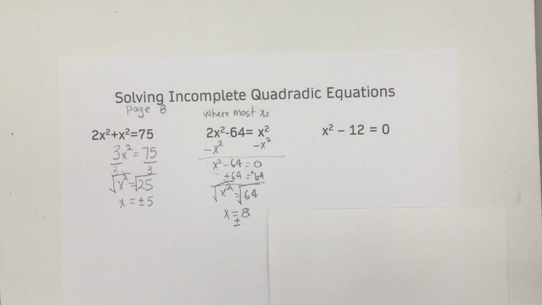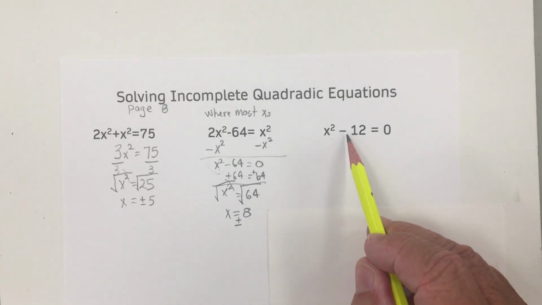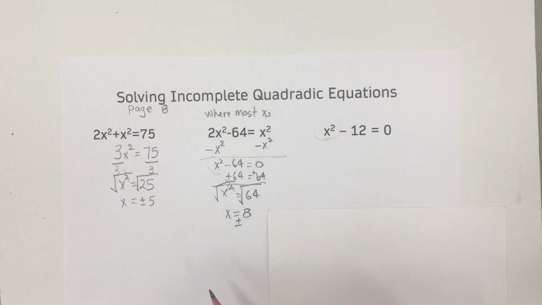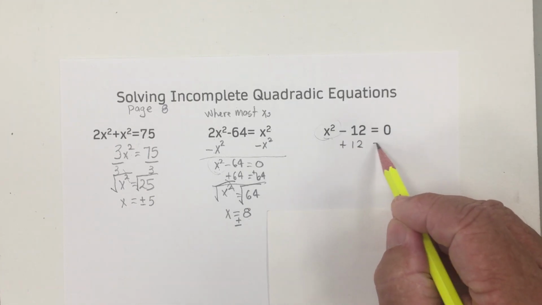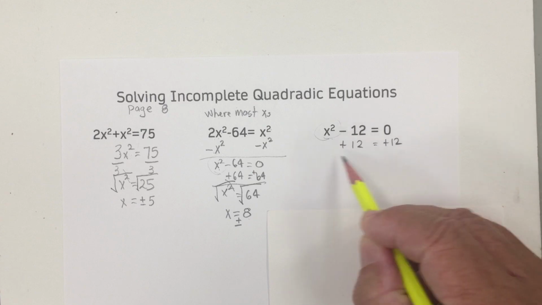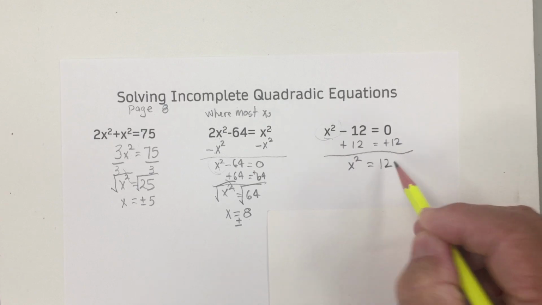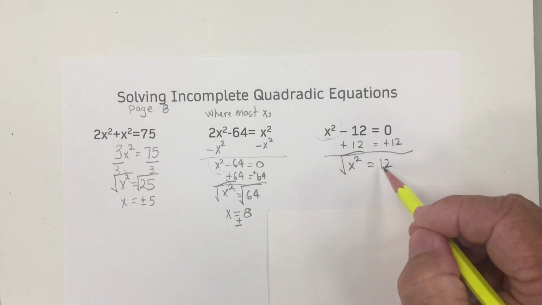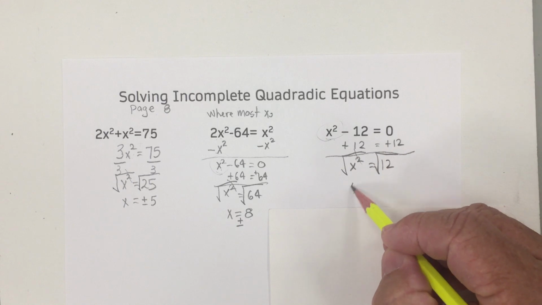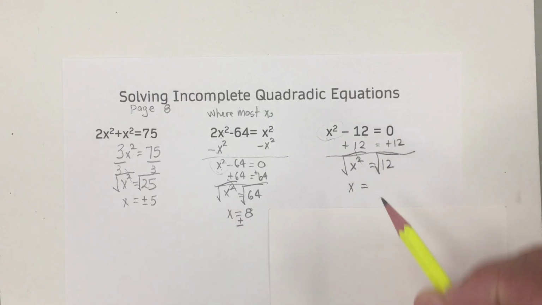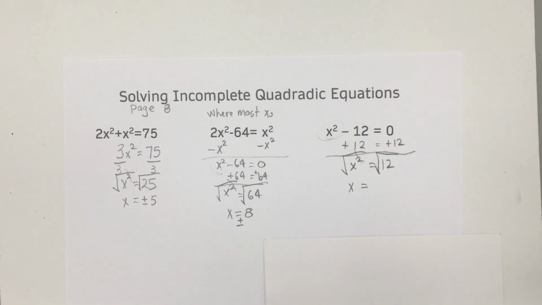All right, so they're going to ask you this kind of question here. And this is going back to the last book. We're going to look at trying to solve this. So we have to isolate the variable. We have to get rid of the 12. X squared equals 12. Take the square root of both of them. These guys cancel out. X equals, well, 12 is not a perfect square.